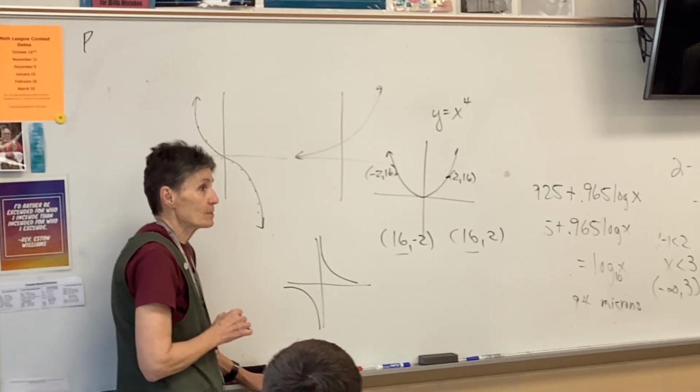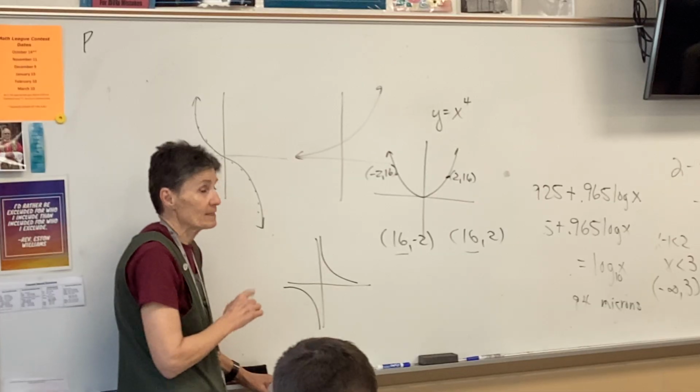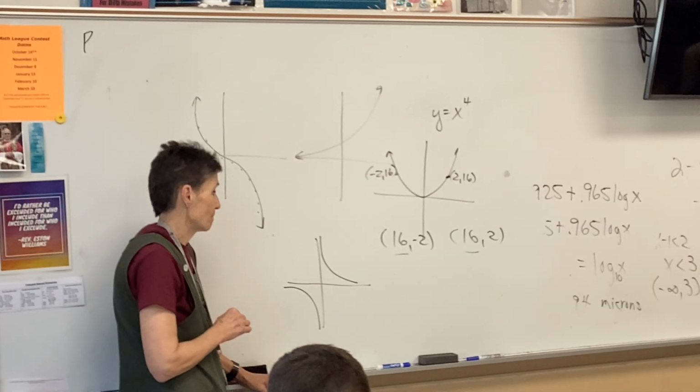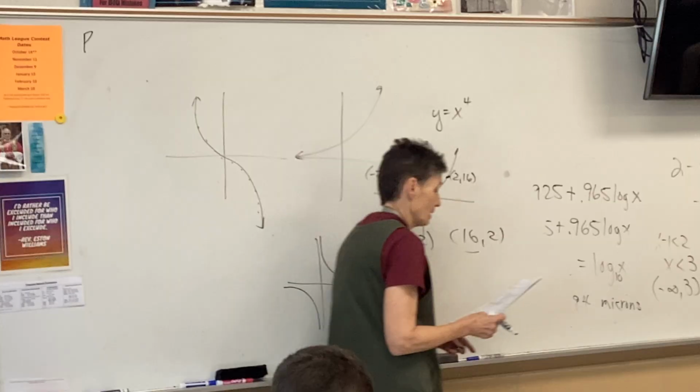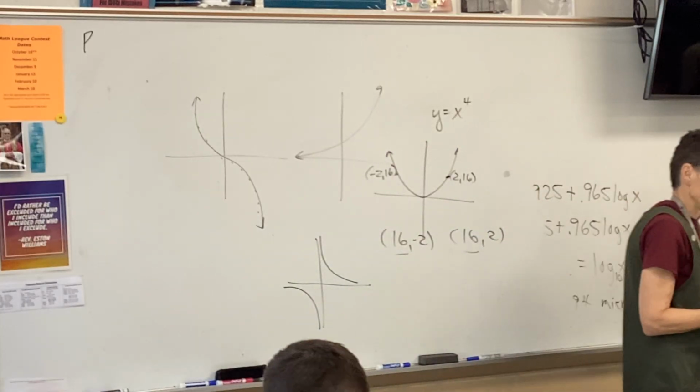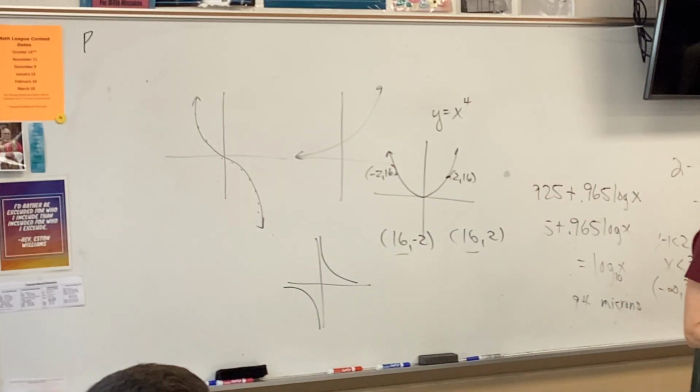Does that have an inverse? Yeah, and actually it's itself. Its inverse is itself. So, x to the 4th is the odd one out. Okay, number 2.